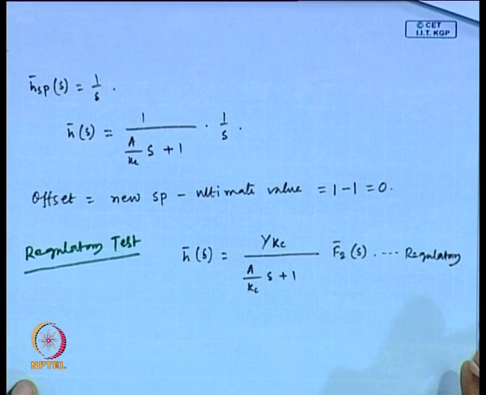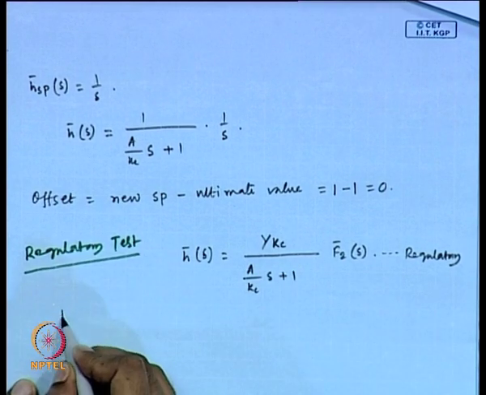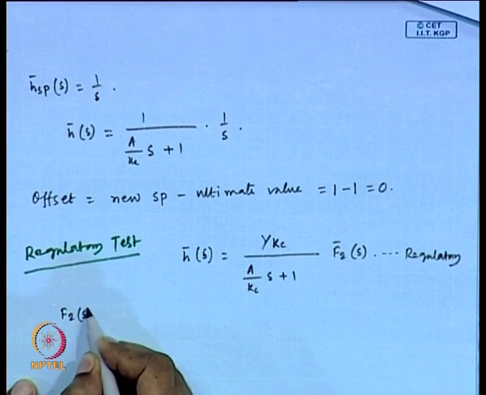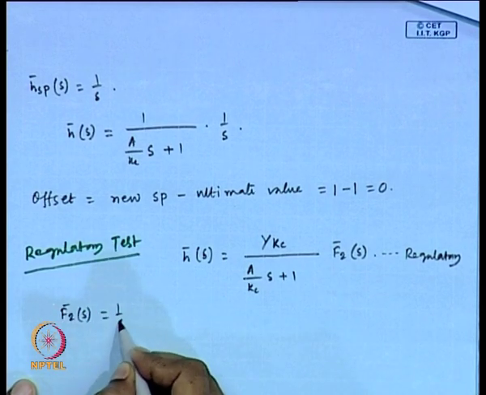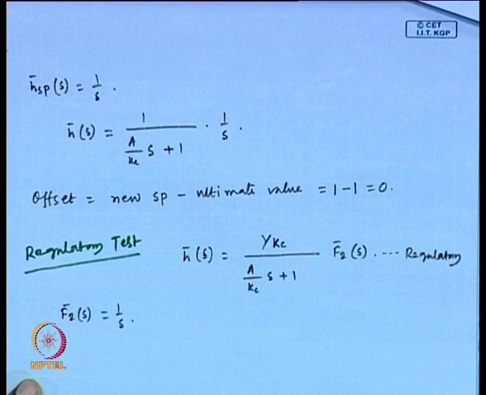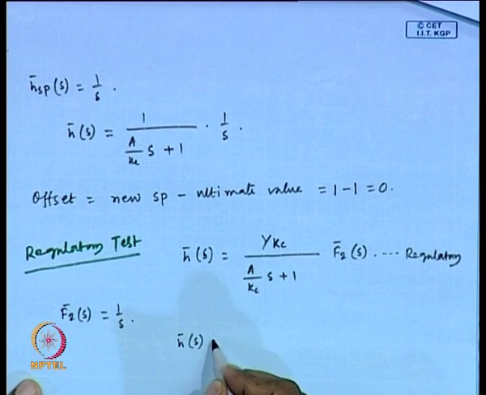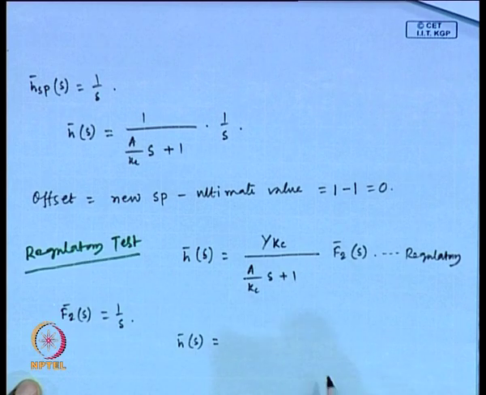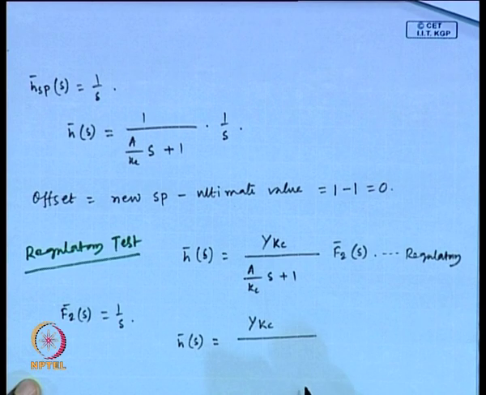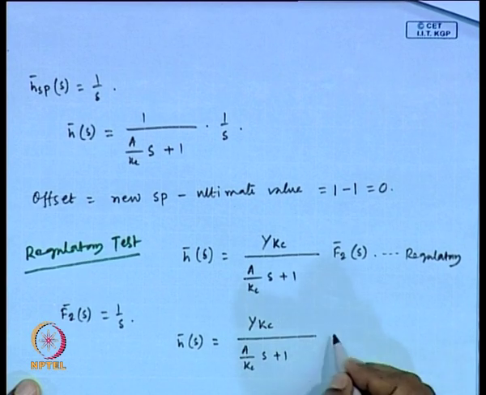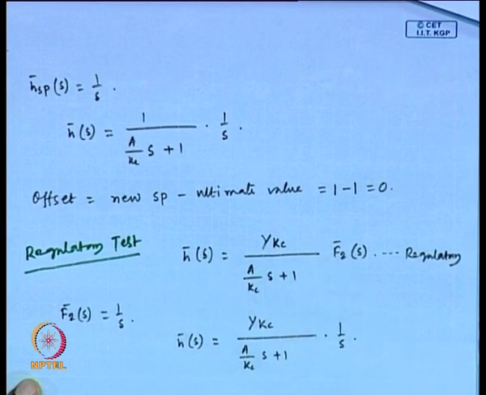Fine. Introducing a unit step change in F2 bar s, we obtain h bar s equals (1 by k c) divided by (a by k c s plus 1) multiplied by 1 by s.